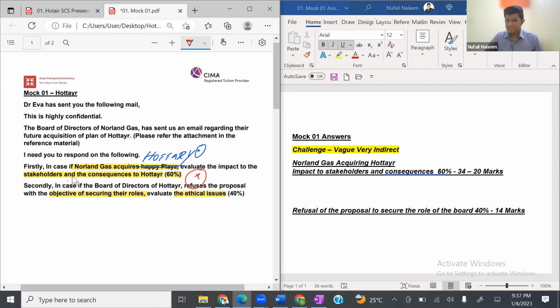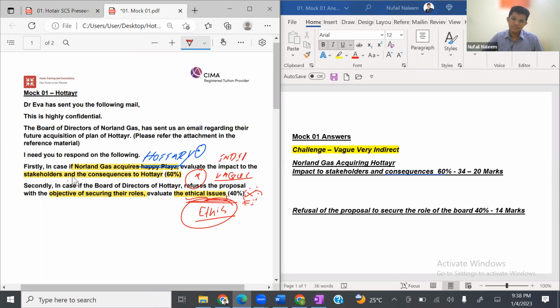Secondly, if I'm not mistaken, the ethical issue, one thing a student can generally guess is ethics. Yes, sir. So generally in this section, students will score some marks. But in the SCS, it is a little bit different, but you can score. But this section is a purely vague question. A vague question is a very indirect question, students.